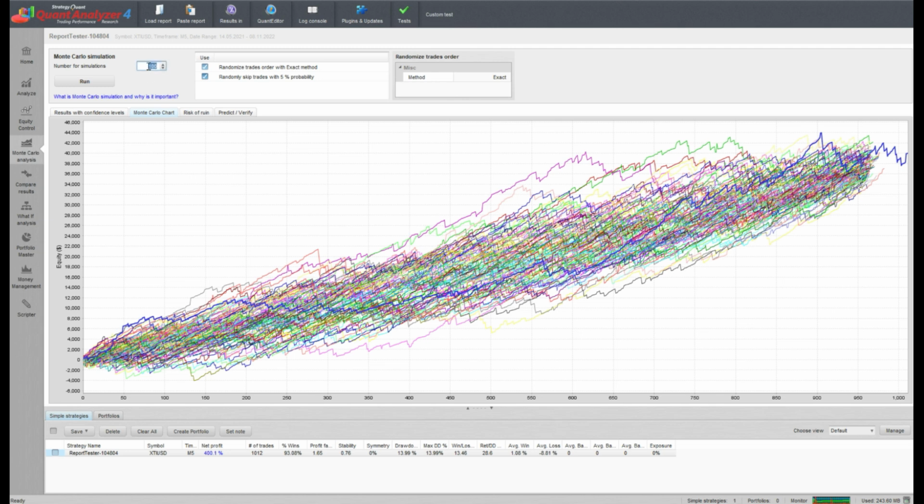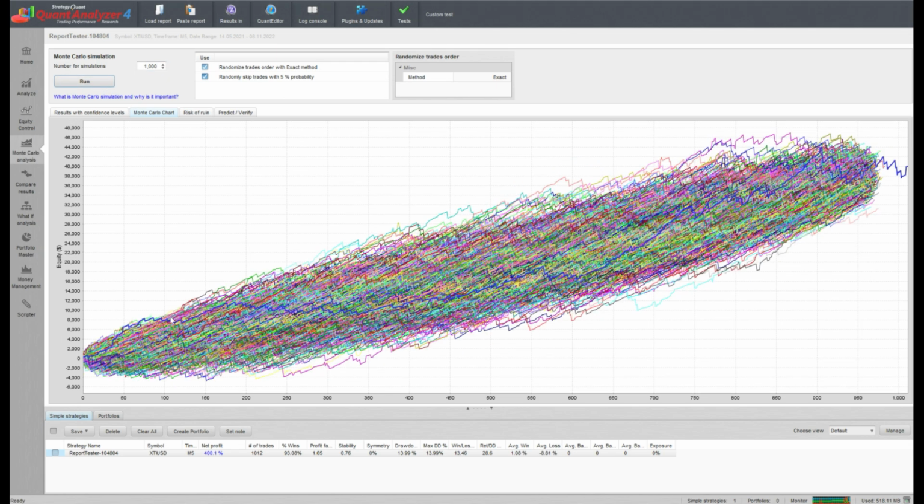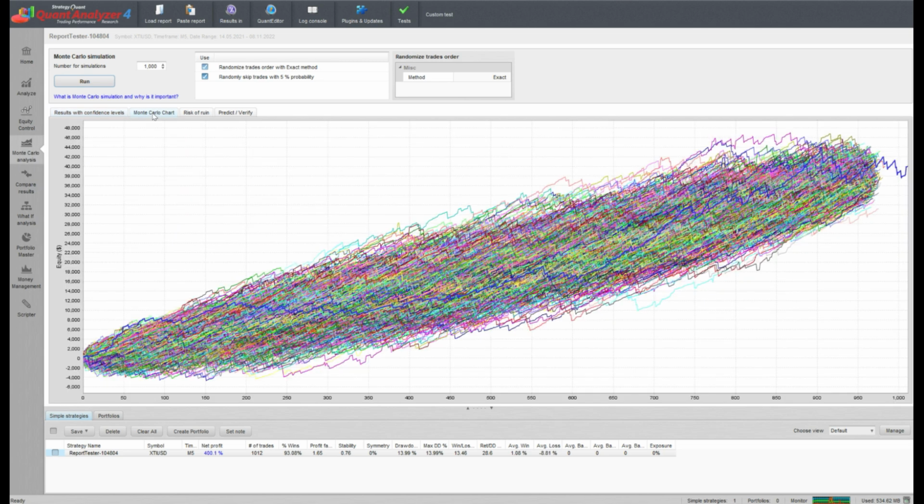Now, if I increase this to, let's run 1,000 simulations. This might slow my system down a bit, just bear with me. Yeah, there you go. You can see for 1,000 simulations the equity curve is still showing up. And if we go back to the confidence level, the result is not that bad either. It's slightly off, still 34,000, which is still above 300% return, which is really, really good, right?